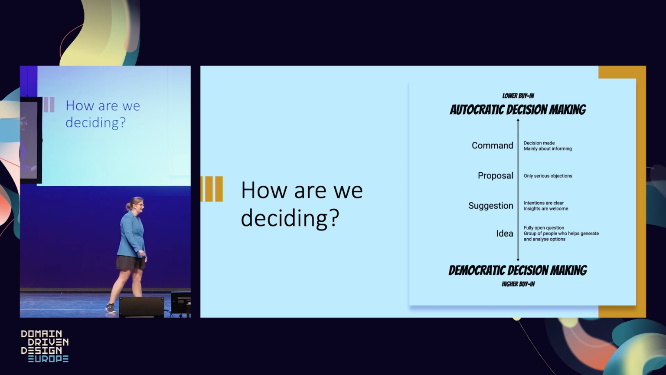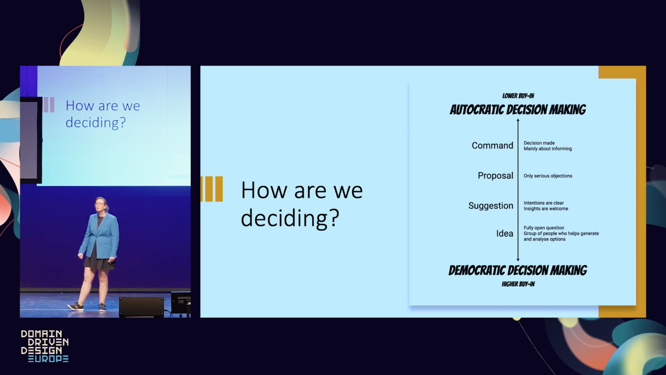So democratic is an idea. I want to redesign the system. Let's go. Like, there's nothing there. That's an idea. Then you have a suggestion. And that's, I want to redesign the system. I want to use microservices. What do you think? It's still very open and for change.